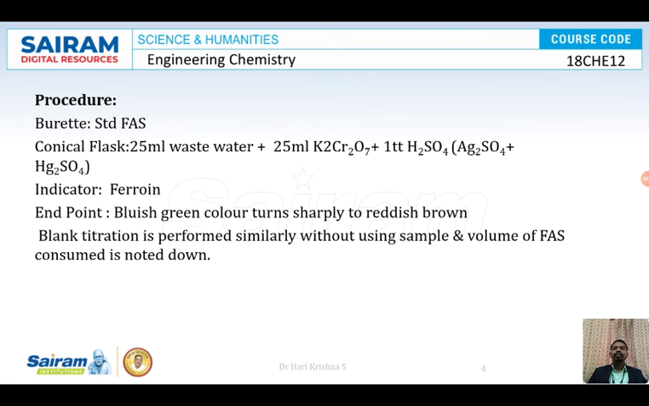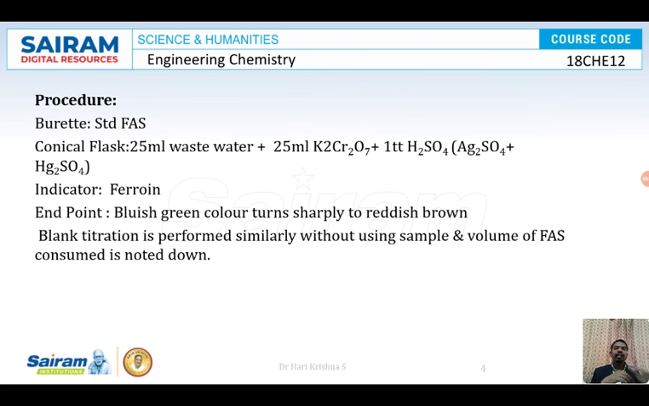Then we add a few drops of indicator. The indicator added is ferroin, that is 1,10 phenanthroline ferrous sulfate. We're going to titrate until the color of the contents in the conical flask changes from bluish green to reddish brown, a sharp endpoint. That is for the sample. Why do you get this endpoint? Out of the 25 ml of potassium dichromate that you add, 10 ml will be used up for oxidizing the waste present in the wastewater. The remaining 15 ml of dichromate will remain as it is.